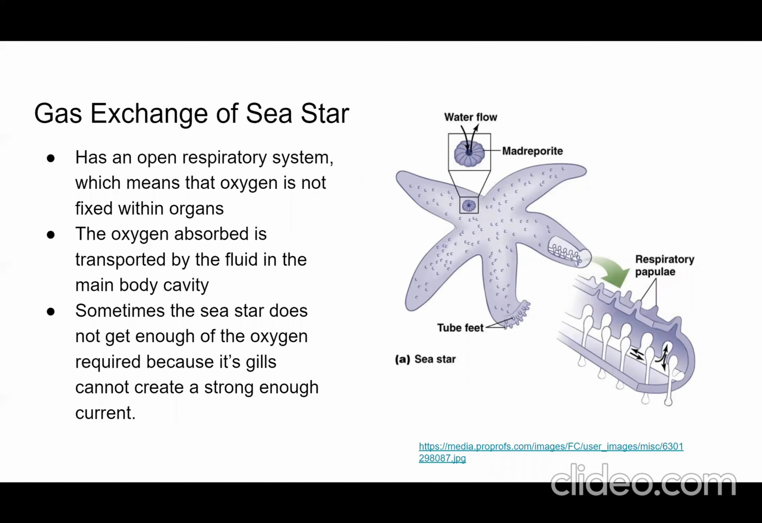The sea star also has an open respiratory system, which means that oxygen is not fixed into its organs. Rather, oxygen and the water that carries it can flow throughout the sea star's body cavity. This process does have some drawbacks, however. For example, if the sea star cannot create a strong enough current using its tube feet, then it will not get enough oxygen to respirate, and therefore it will die.